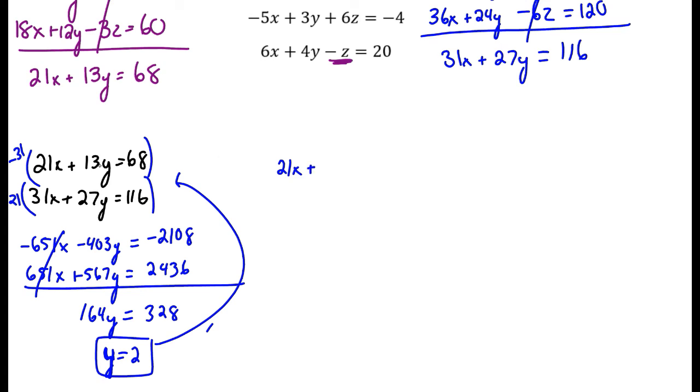We still haven't solved the 9th grade Algebra 1 problem, so plug that back in up here. 21x plus 13 times y, which is 26, equals 68. 21x, when I subtract that over, equals 42. So that tells me x equals 2.